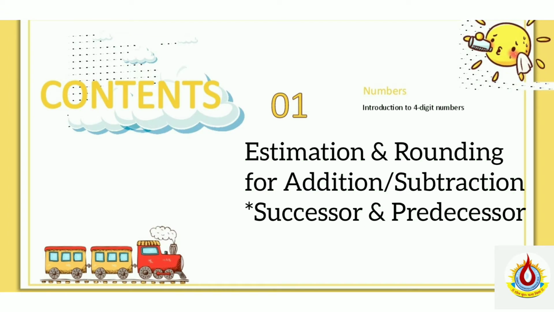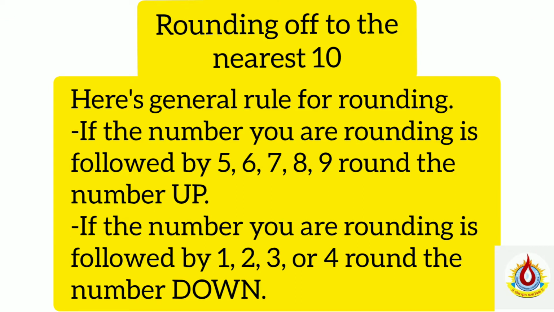Today in this module we will learn estimation and rounding for addition and subtraction, also successor and predecessor. Here's the general rule for rounding to the nearest 10. If the number you're rounding is followed by 5, 6, 7, 8, 9, round the number up. If the number you are rounding is followed by 1, 2, 3 or 4, round the number down.